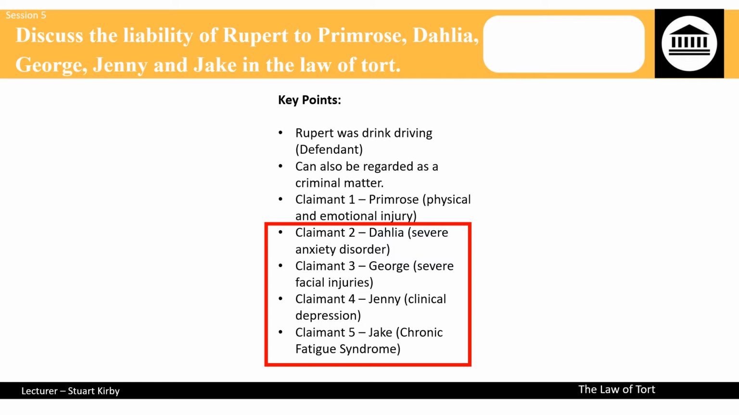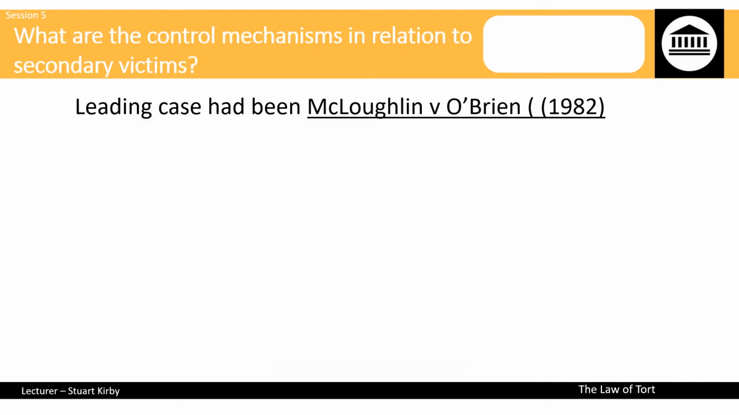Actually, we're not going to look at George. We don't need to say much about George. He was actually with Rupert. He was drinking as well. I think the actual criminal law now says that if you are in a car with a drunk person and aware of that, then you are also liable. You are an accomplice to this crime, so you could mention that if you wanted to say something about George. But the main thing is we're going to talk about Dahlia, Jenny and Jake.